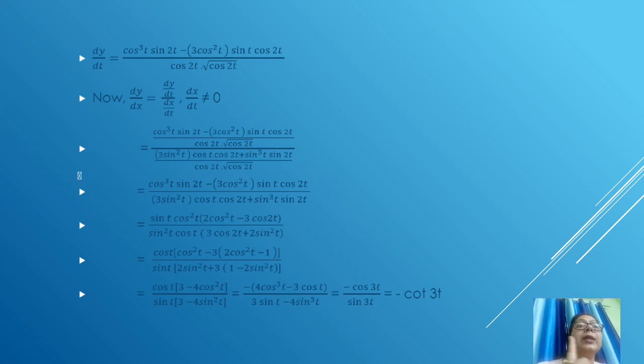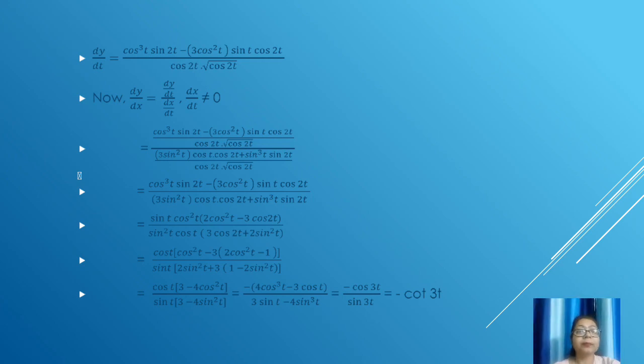In this sin 2t, we can use the trigonometry formula, that is 2 sin t cos t, minus 3 cos²t sin t into cos 2t. By the denominator, 3 sin²t cos t into cos 2t plus sin³t into sin 2t, again we can write 2 sin t cos t. So from the numerator, sin t cos²t common, inside the bracket 2 cos²t minus 3 cos 2t, and in the denominator sin²t cos t common, in the bracket 3 cos 2t plus 2 sin²t.